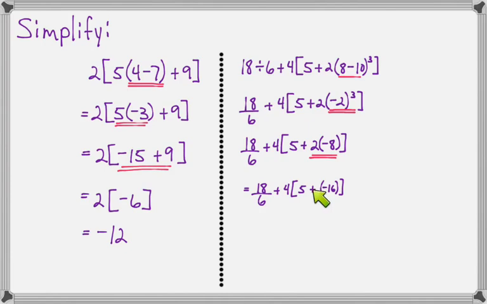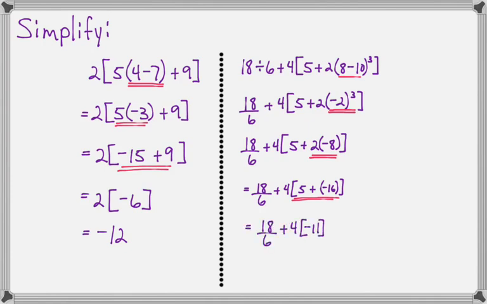And notice, I could have written 5 minus 16 here instead of plus negative. It's up to you, whichever you prefer. But we do need to finish working what's inside the parentheses, what's inside the brackets. So 5 minus 16 is going to be -11.